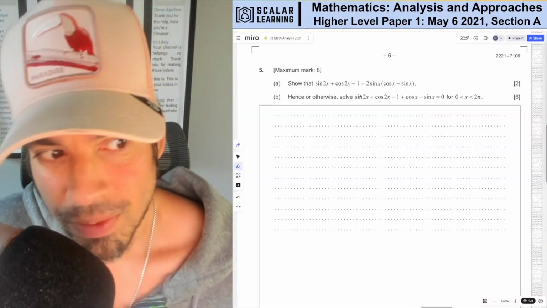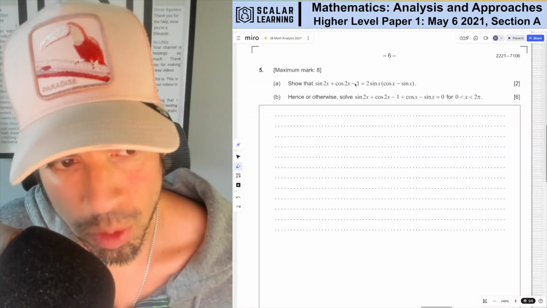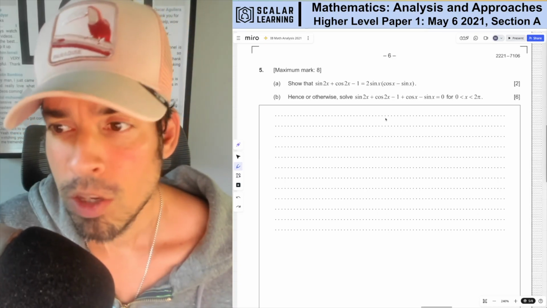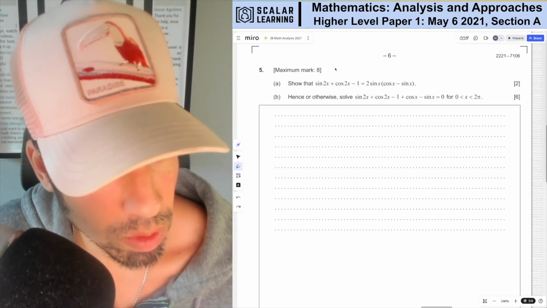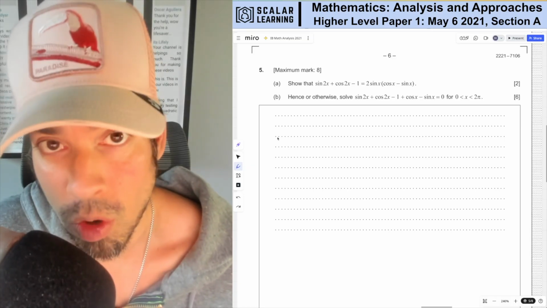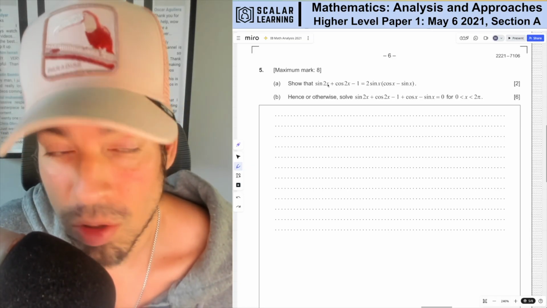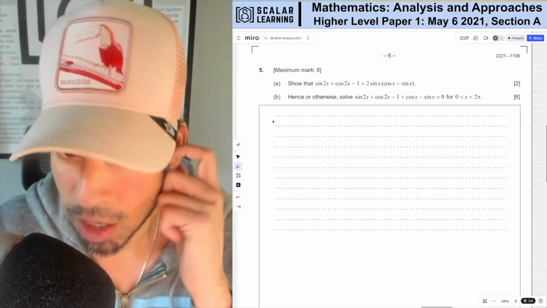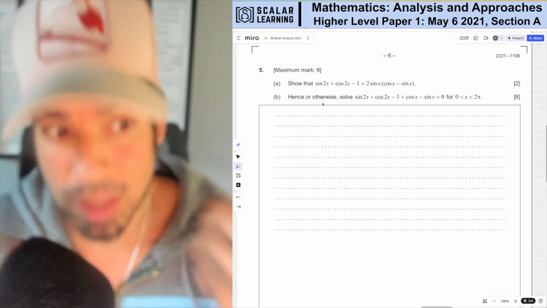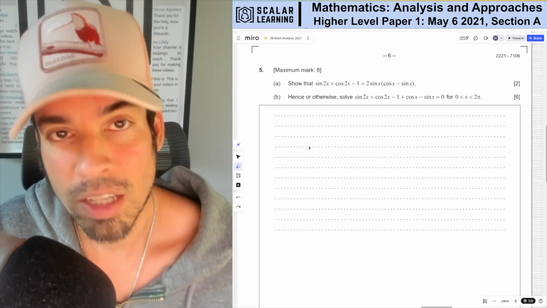Done. Number 5, show that sine of 2x plus cosine of 2x minus 1 equals 2 sine of x times cosine of x minus sine of x. Now, you can do this one of two ways. You could either remember the double angle identities for sine and cosine, or you can use the angle addition formulas. Then you don't have to memorize the double angle identities in addition. I'm going to go that way, just so we have less memorization involved.